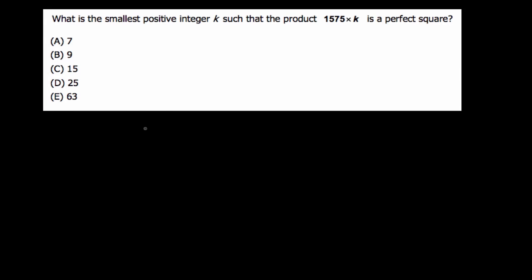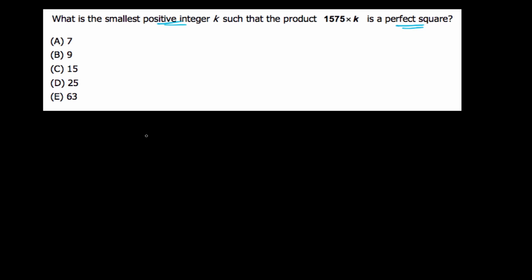Okay, the question here says, what is the smallest positive integer k, such that the product 1575 times k is a perfect square? What is the smallest integer? Anyway, before I attempt this question, let me explain to you what we mean by a perfect square.